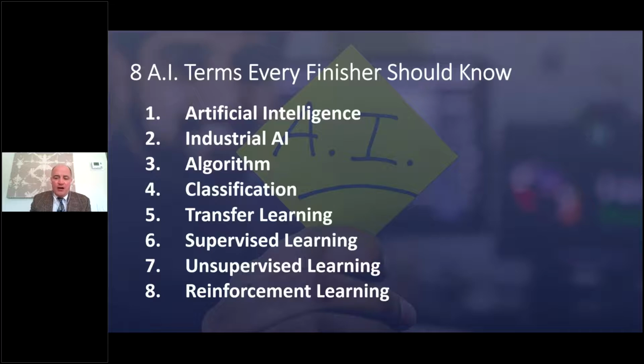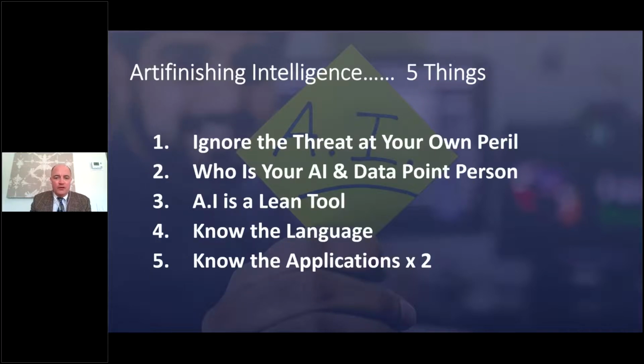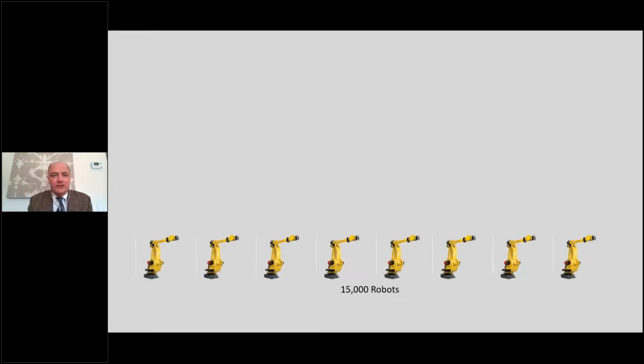Now let's talk about how we are putting this stuff to work. And what we say is know the applications x2, and that x2 will become apparent here in just a couple minutes. So I love to tell the story in manufacturing of 15,000 robots. Right now, there is a company that has deployed 15,000 robots across its manufacturing operations. Paint robots, material handling robots, assembly robots.